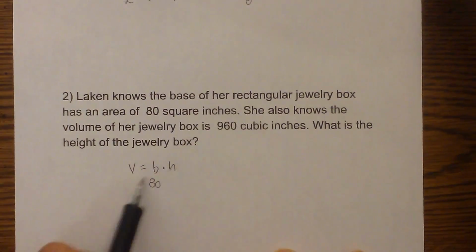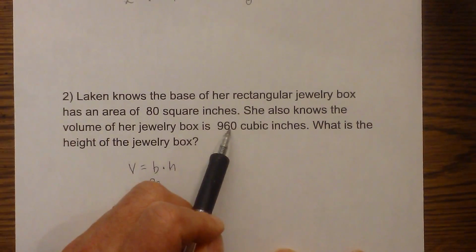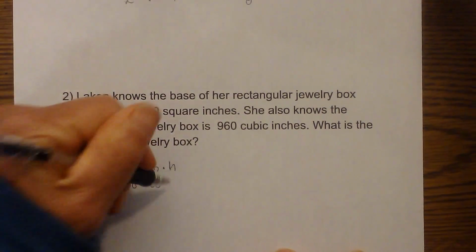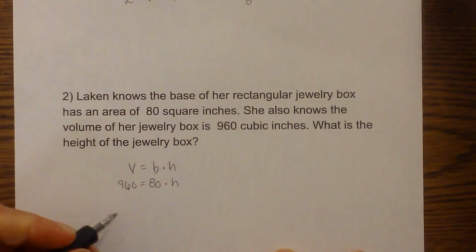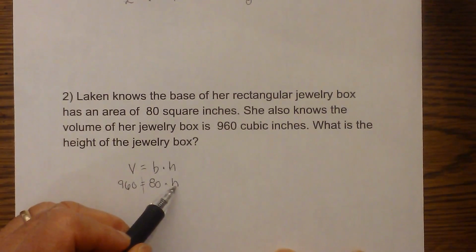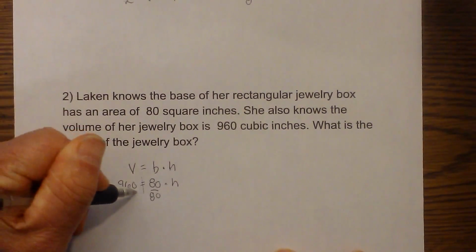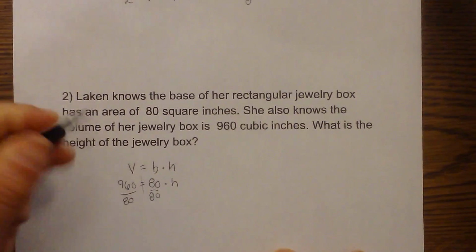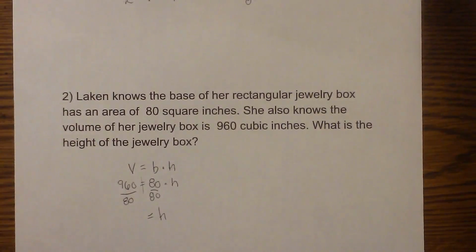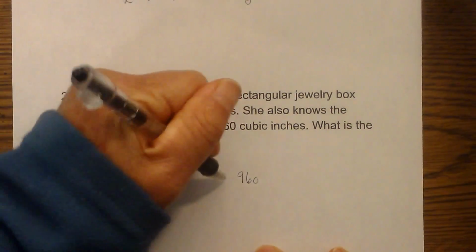So we know the volume is 960 cubic inches. So I'll place 960 there is equal to 80 times the height. Now, I'll draw a line down here. Now all we need to do is get the height by itself. So I'll divide each side by 80. 960 divided by 80 will equal our height. And so now I'll divide 960 by 80.